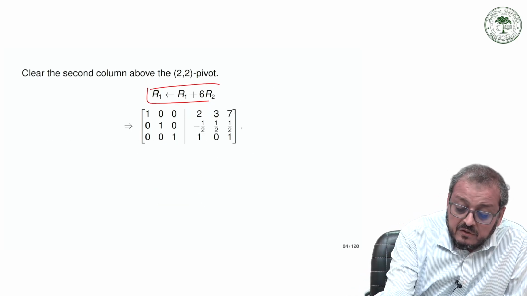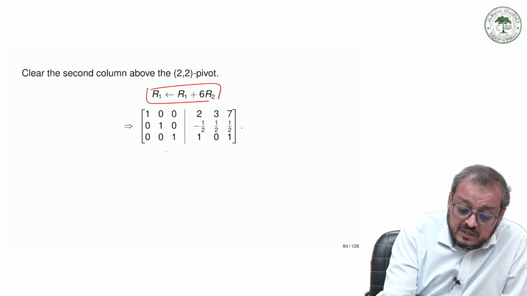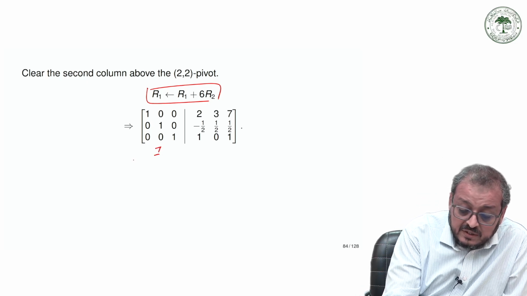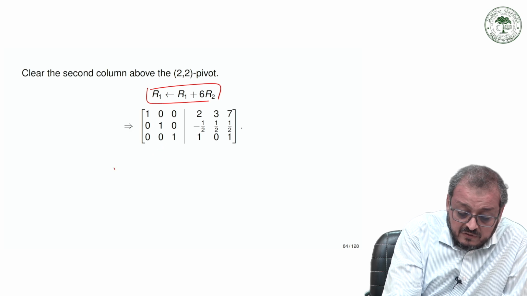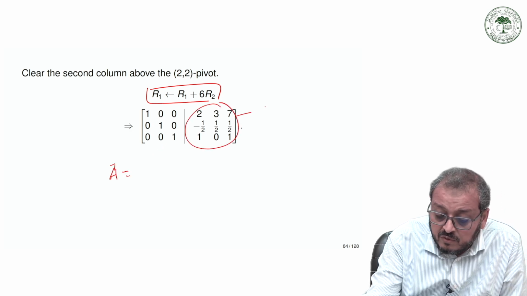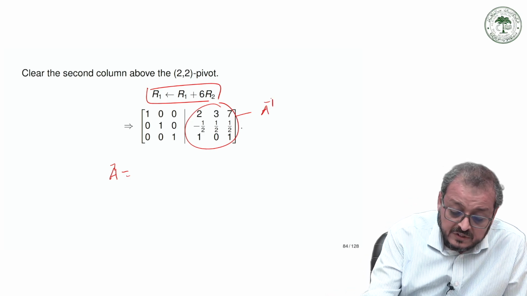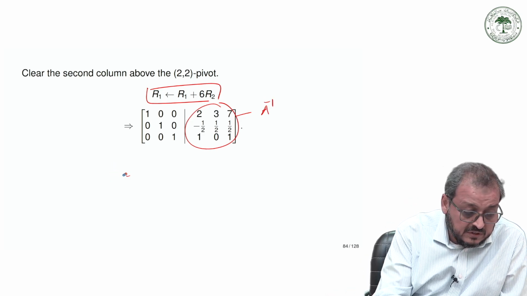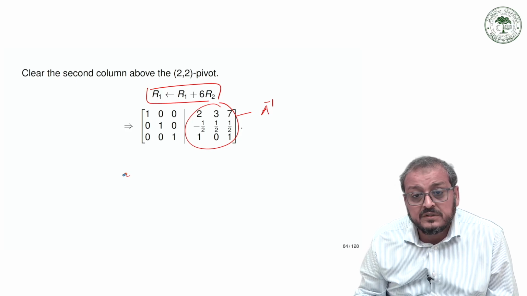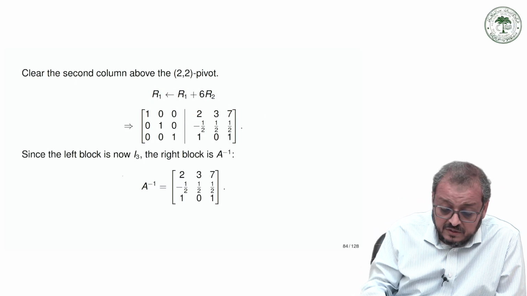R1 can be written as 6 R2, then we get this position, and now clearly this is the identity matrix. Then we can say that A inverse is equal to this matrix that is coming. So this is our A inverse.